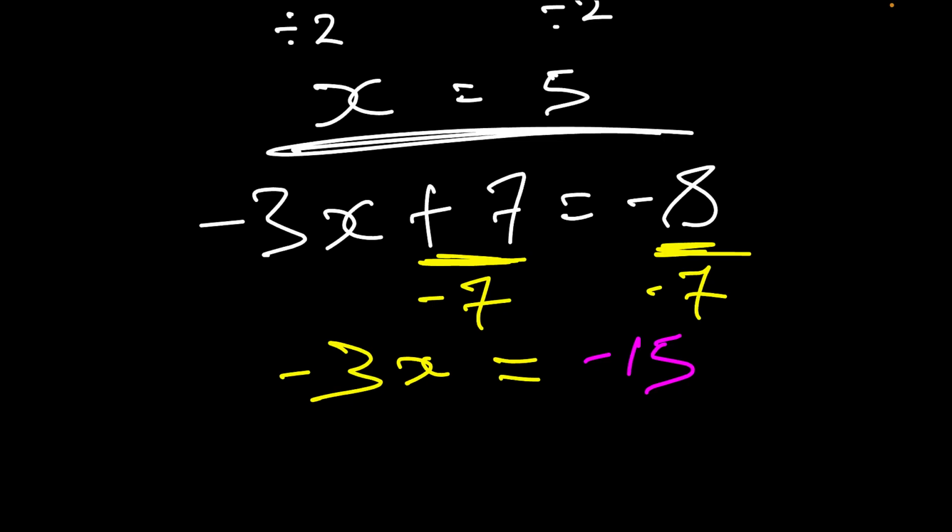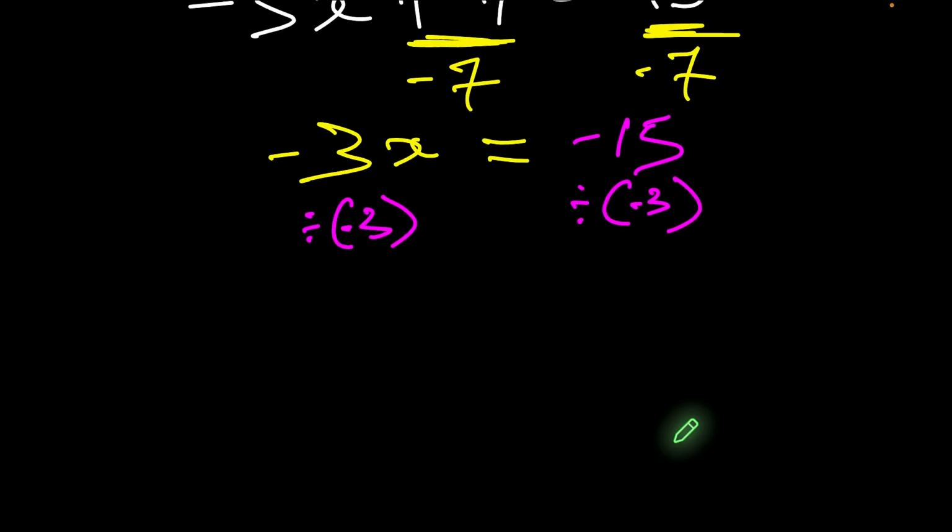So what we have left, we have minus 3x equals negative 15. So inverse of multiplying by negative 3 is to divide by negative 3, like that. So negative 3 will cancel negative 3. So what we have left is just x equals negative 15 divided by negative 3. So x is positive 5. And that's that one.